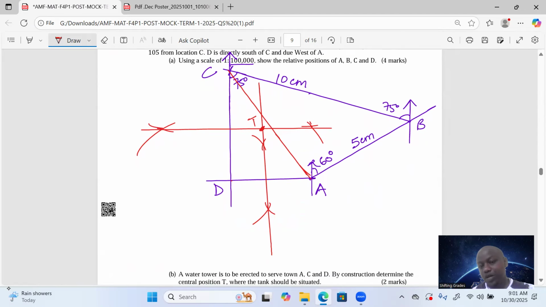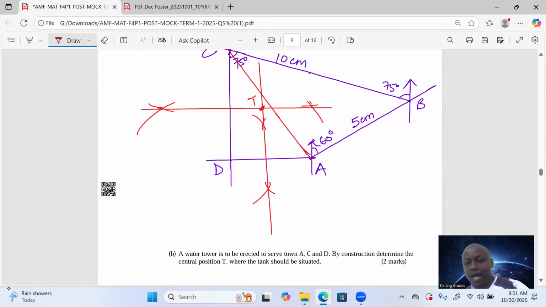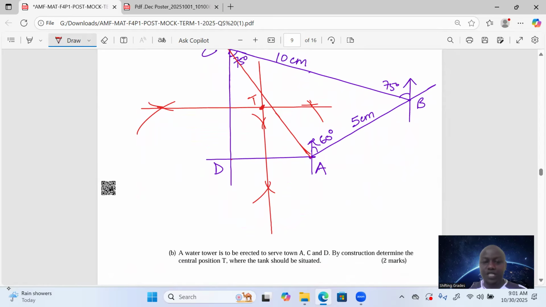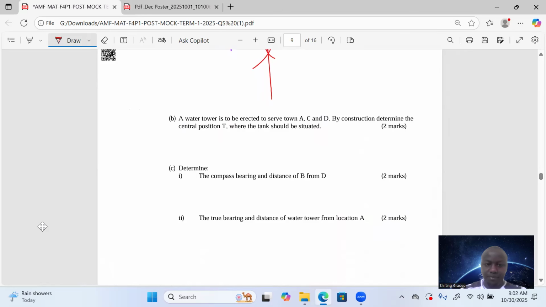So that's basic construction, but the question requires a lot of understanding of geometry. You should know what you're doing in such a case. A very good question. The next.